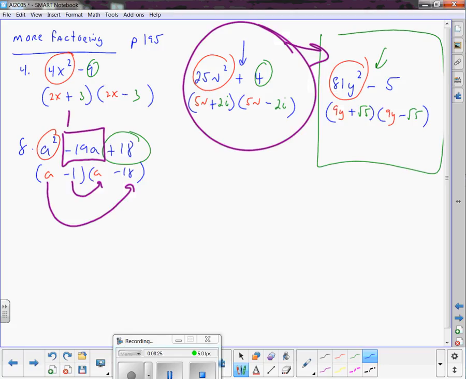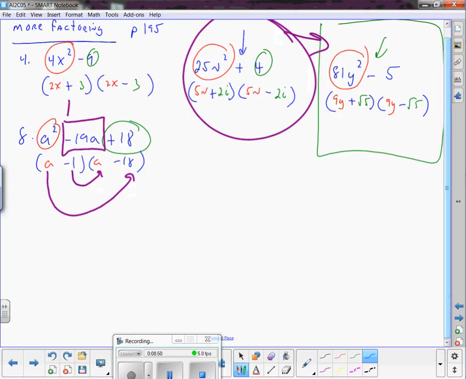So again, your focus has to be the middle. How many got that one correct? That one should have been 100%. Because how else are you going to get a negative 19a in the middle? You've got 18 and 1, you've got 3 and 6, which is going to give you a 9 or a 3, and 2 and 9, which is going to give you an 11 or a 7, and really none of those because you've got to use negative and negative. All right, so again, you're looking at the middle. Let's do another one.